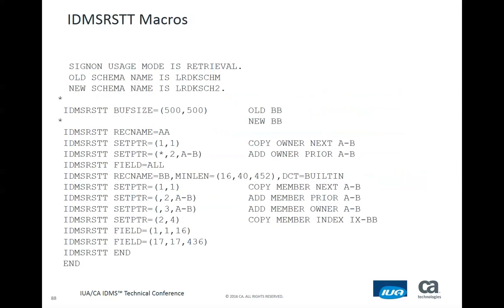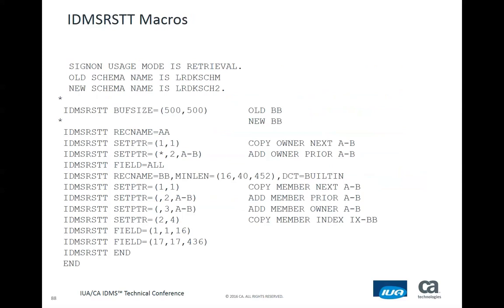Now, what we're going to take a look at here is just to give you an idea of what one of these RSTT sets of macros will generate. Now, this is actually the SYSLIST output. And the distinction here are those first 3 lines. It echoes back the syntax that you've specified. So the output that goes to the sequential file will not have those first 3 lines. It would just start with the IDMS RSTT BUFFSIZE line.